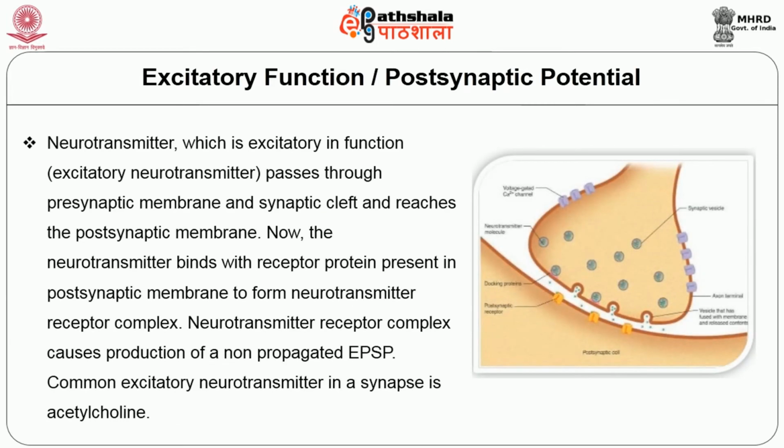The neurotransmitter, which is excitatory in function, passes through the presynaptic membrane and synaptic cleft and reaches the postsynaptic membrane. Now, the neurotransmitter binds with receptor protein present in the postsynaptic membrane to form a neurotransmitter receptor complex. The neurotransmitter receptor complex causes production of a non-propagated EPSP. A common excitatory neurotransmitter in a synapse is acetylcholine.